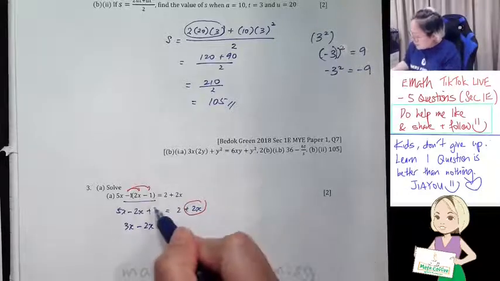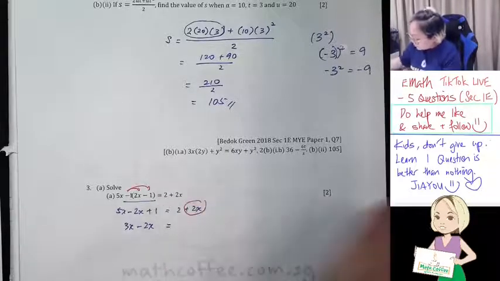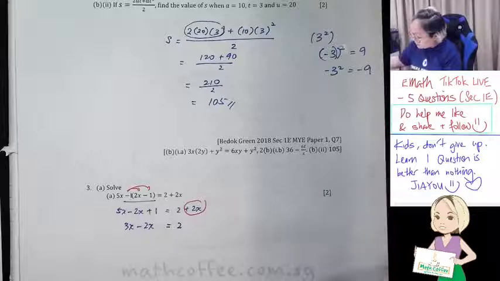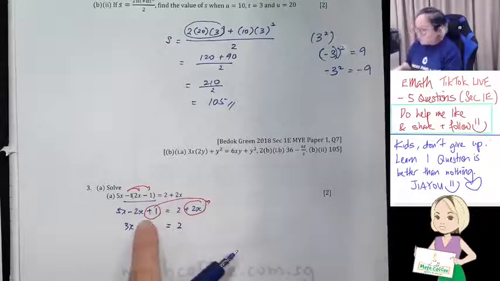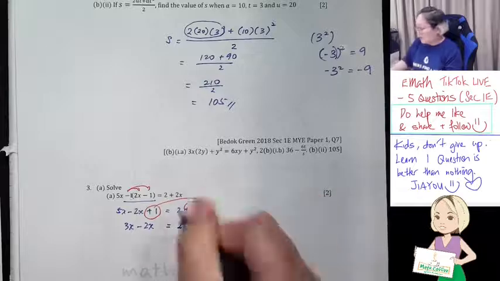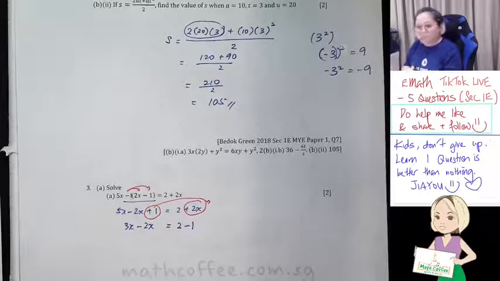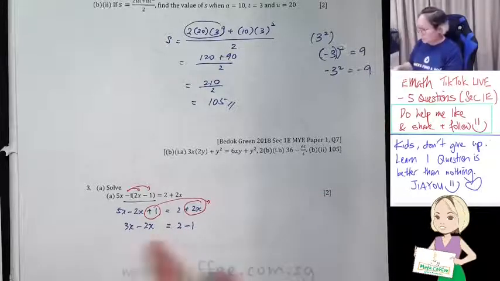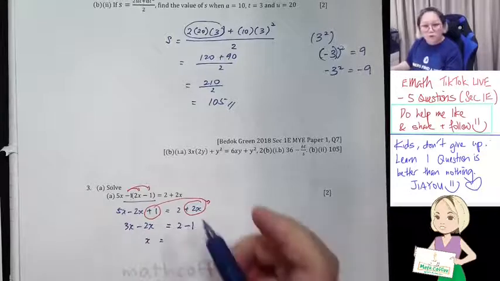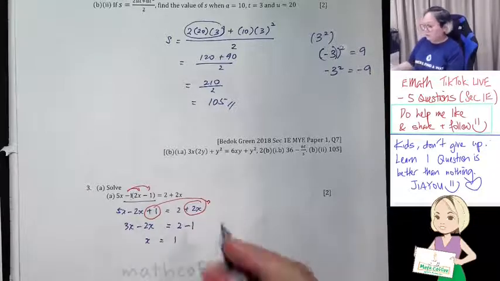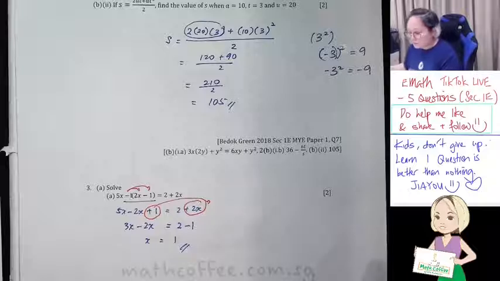Next, the 2 remain first. So now this plus 1, I'm going to bring to this side. So plus 1 change to the other side, it becomes minus 1. So 3x minus 2x will give me x. 2 minus 1 will give you 1. And you're done. So this is linear equation.